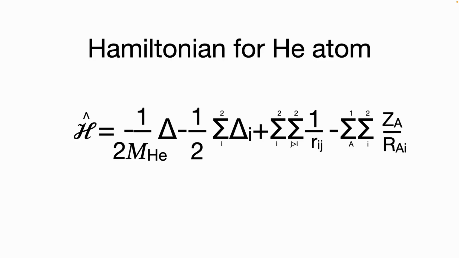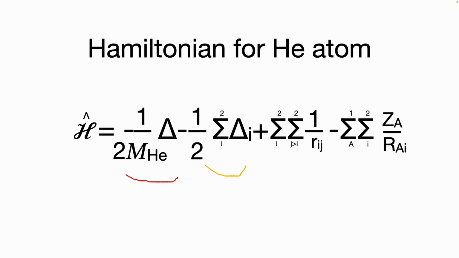Now let us try to apply the same for the helium atom to get an estimate for its energy. Now let us look at how we can write the Hamiltonian for the helium atom. We have the kinetic energy for the nuclei. After that, we have the kinetic energy for the 2 electrons.